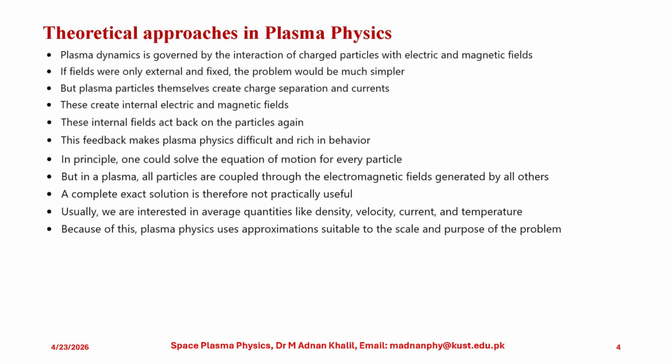In principle, it is possible to write the equation of motion for every particle. In practice, that exact approach is not useful because the particles are coupled through the electromagnetic fields generated by all the others. Usually, the interest is not in the motion of one specific particle, but in average quantities such as density, velocity, current, and temperature. That is why approximations are needed, and that is why plasma physics is built on different levels of description.